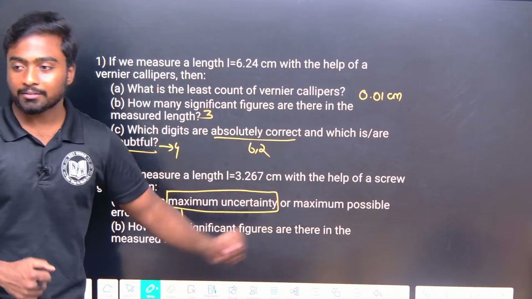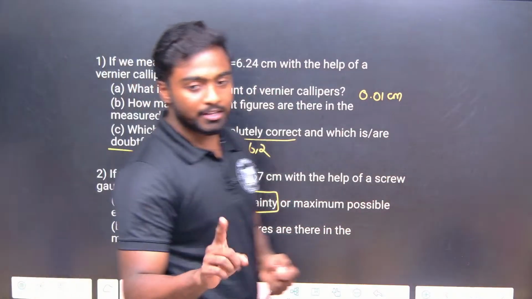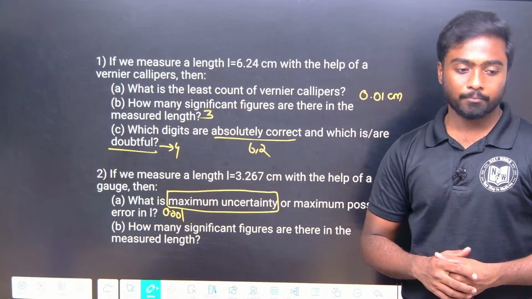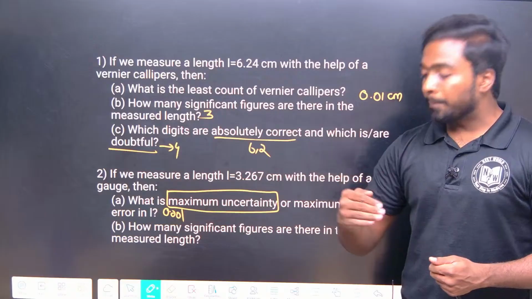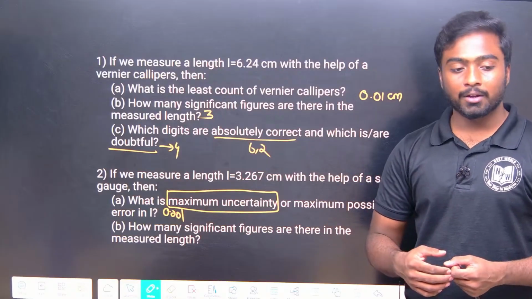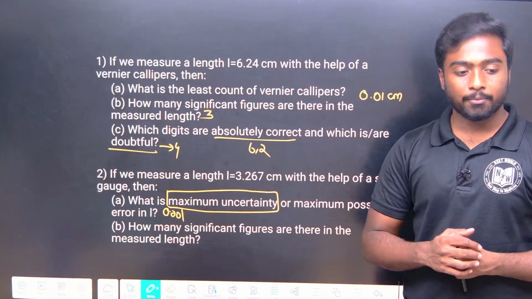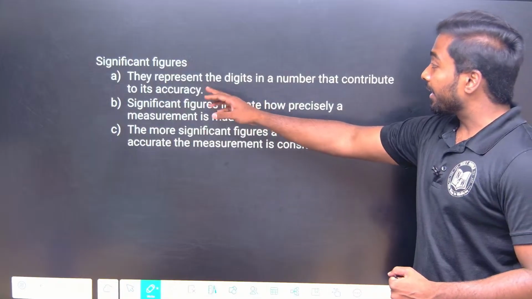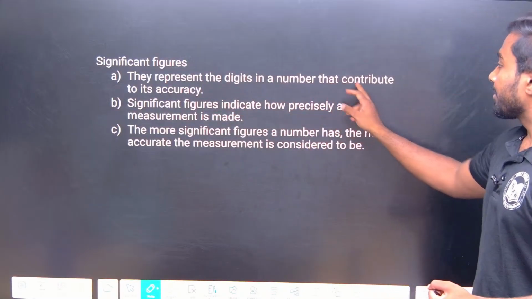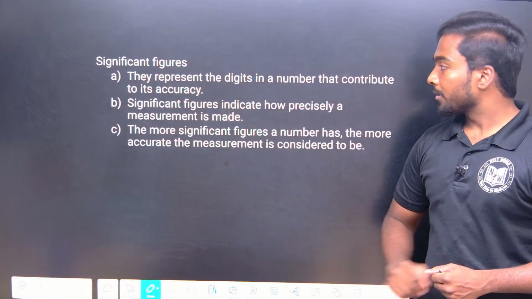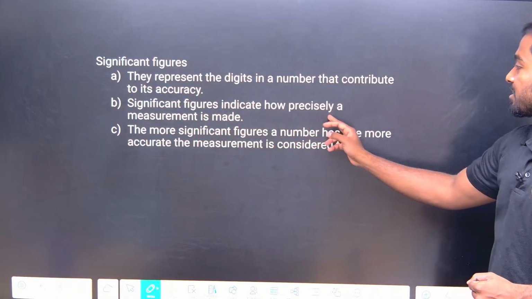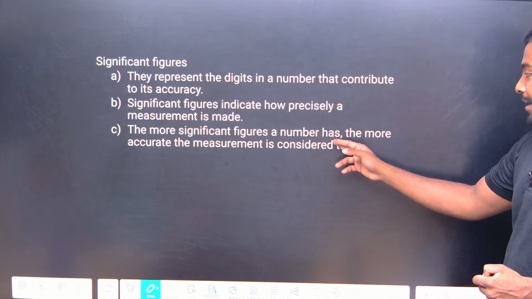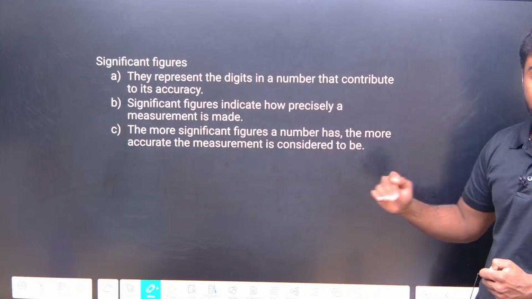So any doubt in this slide? Clear? So least count we got clear. Significant numbers are the numbers which are used to count it, counting numbers. In upcoming slides we will see what the significant figures are, how to count and how to round them off. Now the significant figures represent the digits in numbers that contribute to its accuracy. Significant figures indicate how precisely a measurement is made. The more significant figures a number has, the more accurate the measurement is considered to be.